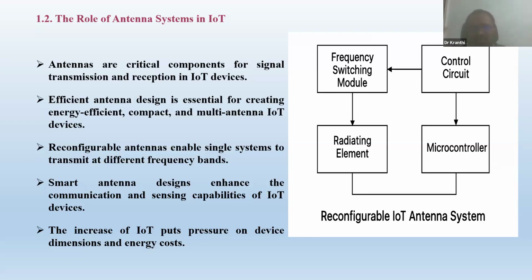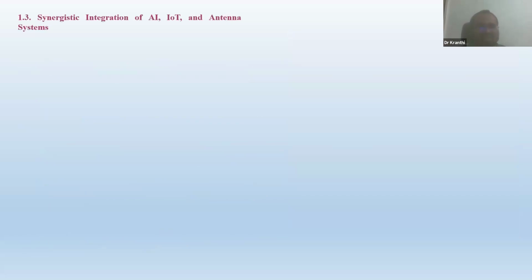So this is something about the role of antenna systems in IoT. Based on the frequency, we can capture the data, store it, and transfer whatever data we store for further analytics by AI. That is coming in the next slide. As of now we have talked about what AI is, what IoT is, what antenna systems are, and how they combine. If we combine those three, what will be the advantages?